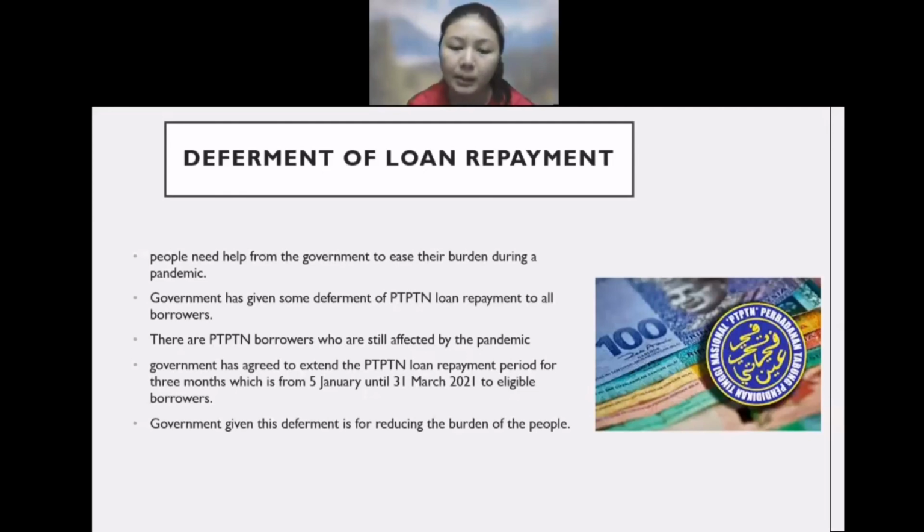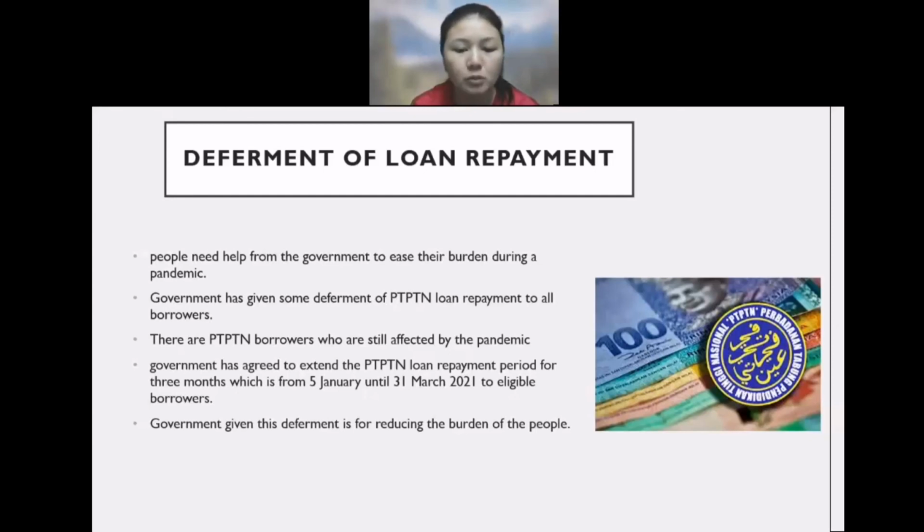The government has given a deferment of PTPTN loan repayment to all borrowers, from 19 March until 31st December 2020. Borrowers do not need to apply because it is granted automatically. There are PTPTN borrowers who are still affected by the pandemic, so the government has agreed to extend the PTPTN loan repayment deferment for 3 months, from 5 January until 31st March 2021, to eligible borrowers.